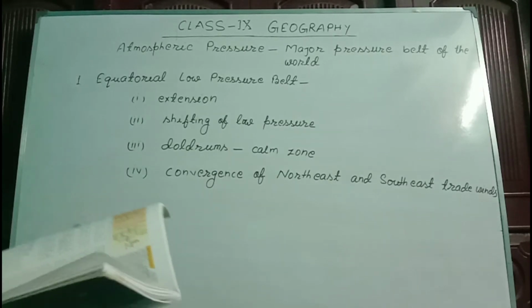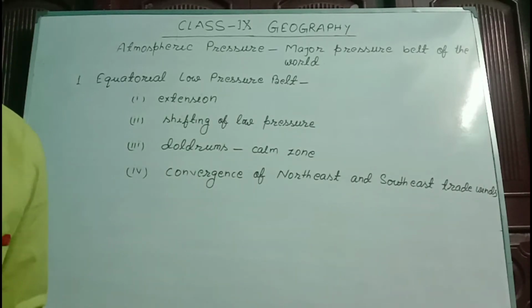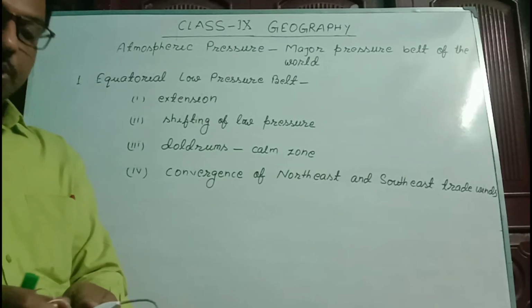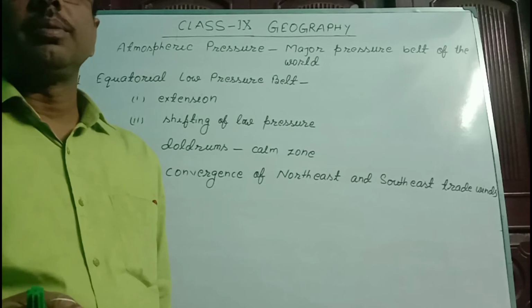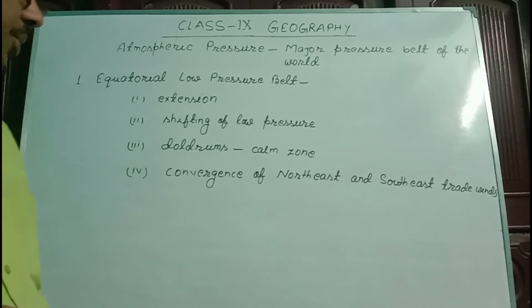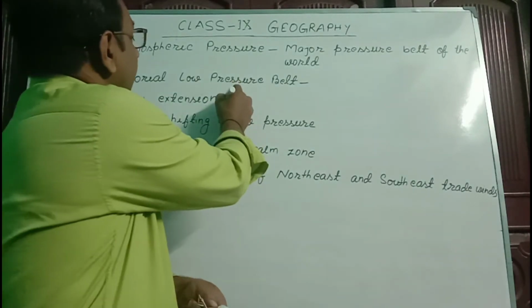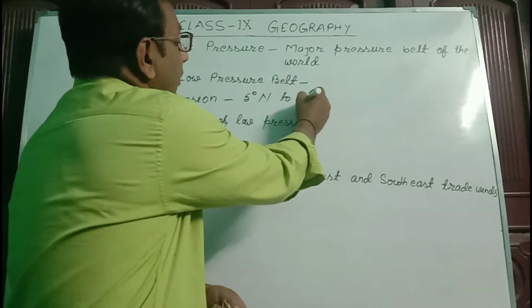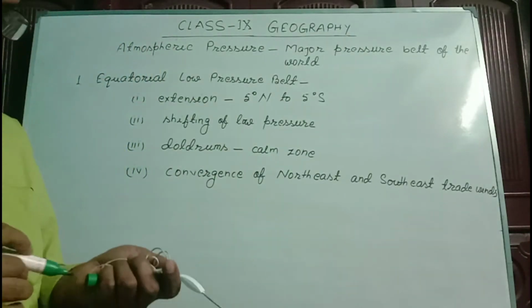So first of all, number 1 is equatorial low pressure belt. The extension of equatorial low pressure belt lies between 5 degree north and 5 degree south latitudes on the globe. This extension is 5 degree north to 5 degree south latitudes in both the hemispheres.